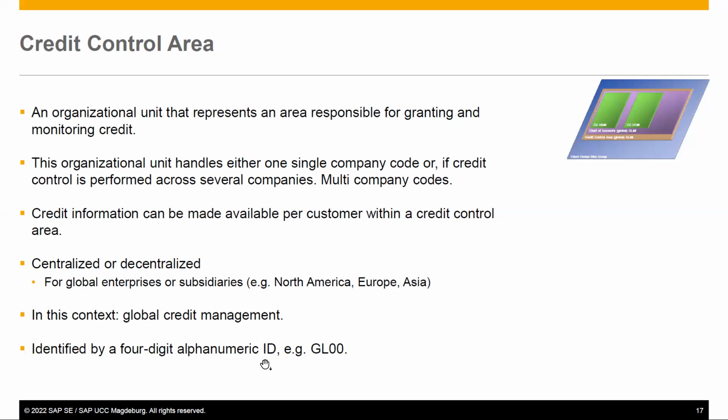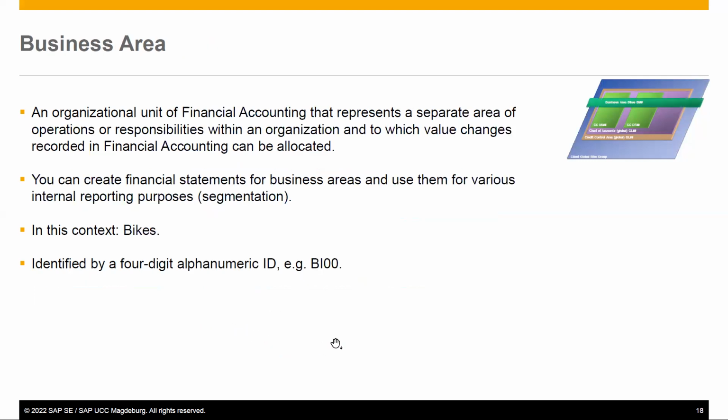So this credit information will be made available for every customer. Yeah, we have talked about it. So in the global credit management, the code is GL00, again from the general ledger.